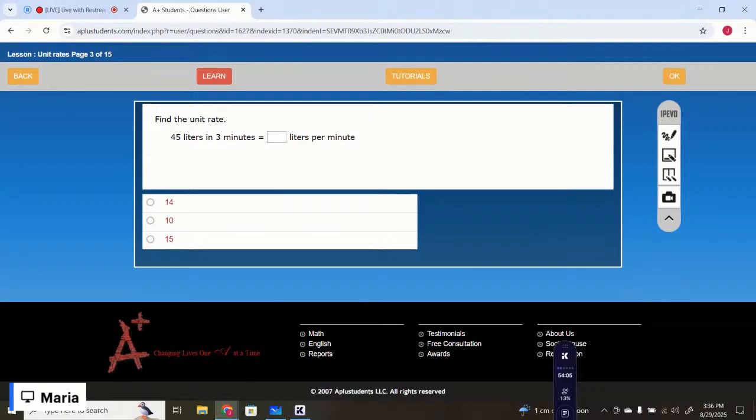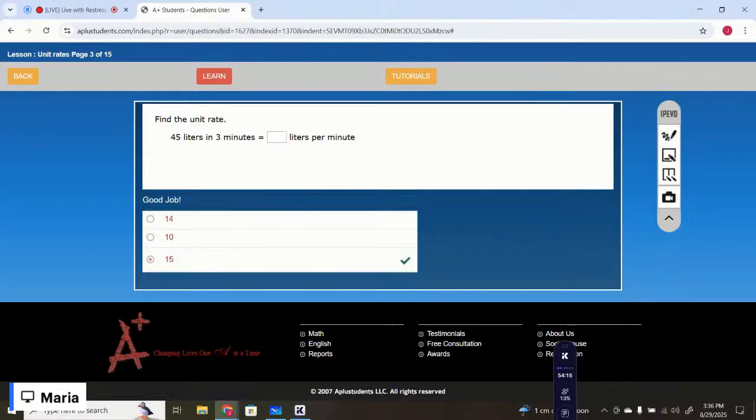45 liters in 3 minutes. How many liters per minute? That is 15. Option number 3 is the correct option.